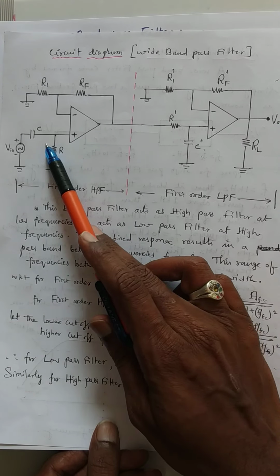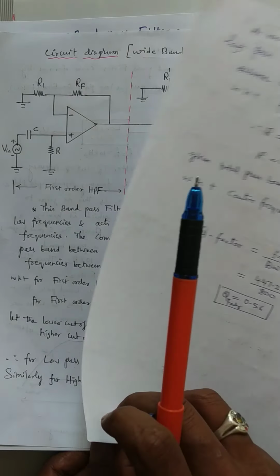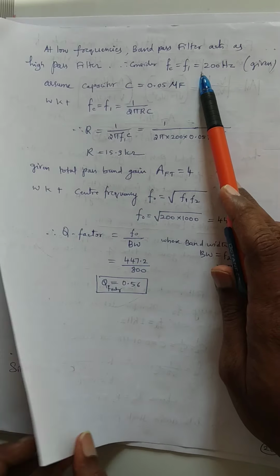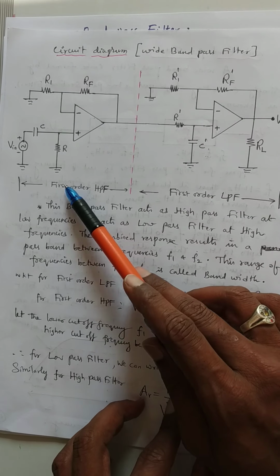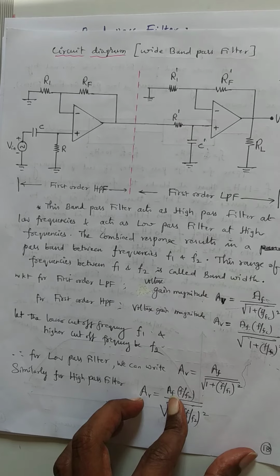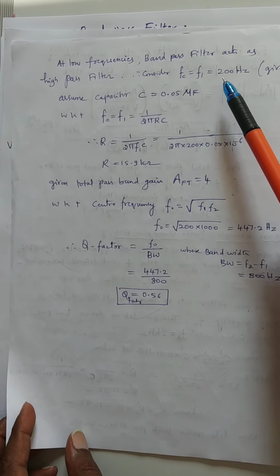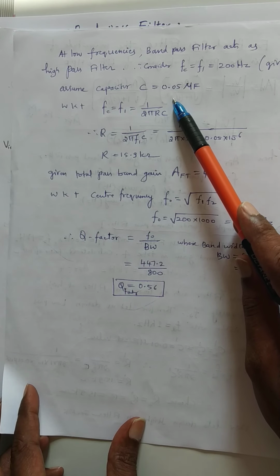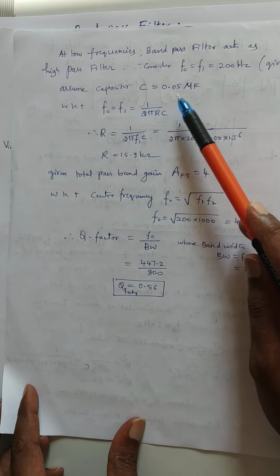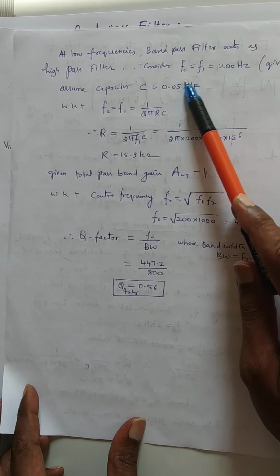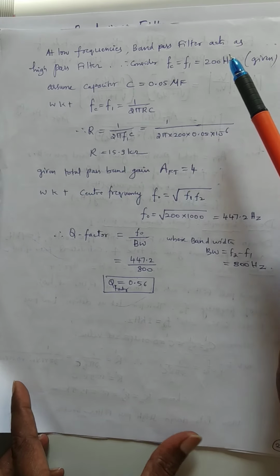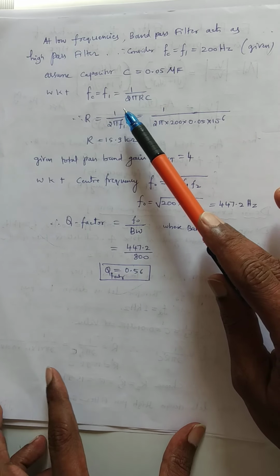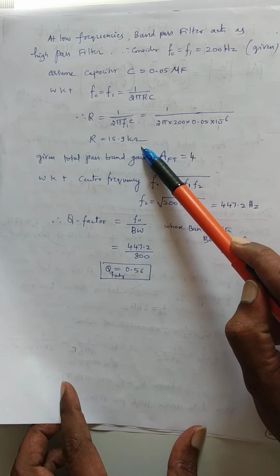Similarly, to design this, you take the cutoff frequency as F1, because at the lower cutoff frequency this circuit acts as a high pass filter. Therefore, take Fc equal to F1 to design a high pass filter. As usual, assume a capacitor of 0.05 microfarad, or you can take 0.01 also. To get a good performance, this value is assumed in the standard textbook. Then R we have to calculate, 15.9 K.